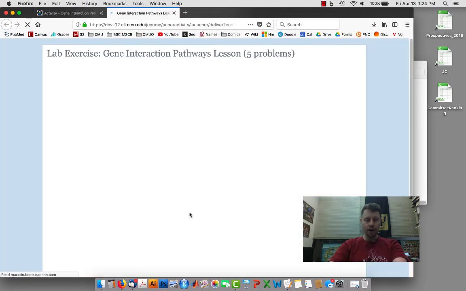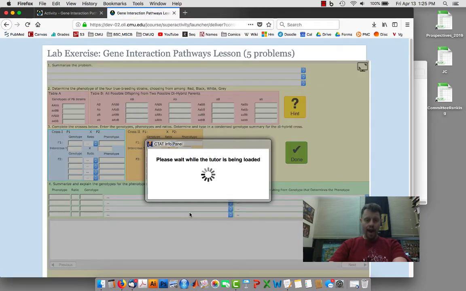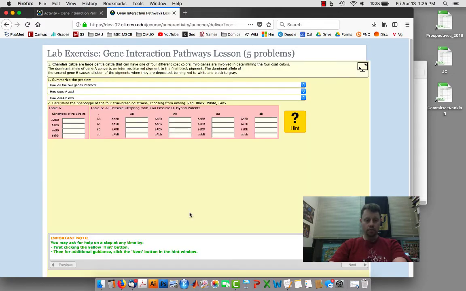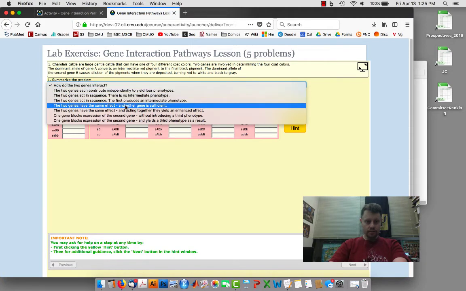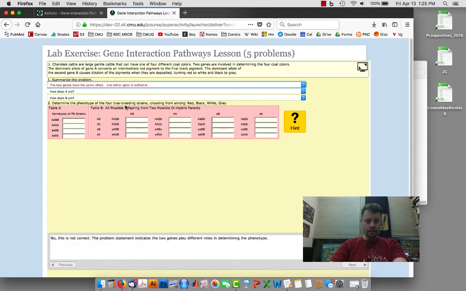In these 5 problems here, I will have, again, part of the problem displayed initially, and then as I work through it, more and more parts of this problem are displayed. So I should read this problem. There are 4 different coat colors. I think that maybe this is 2 genes interacting and either gene is sufficient.